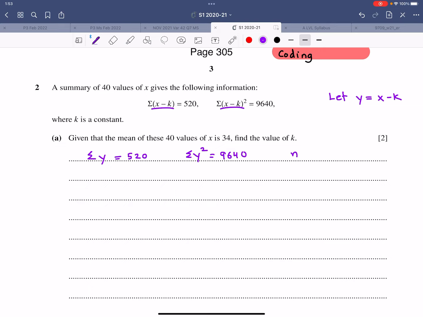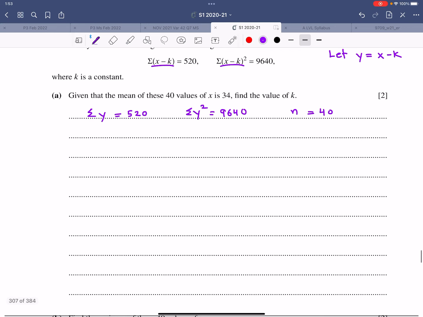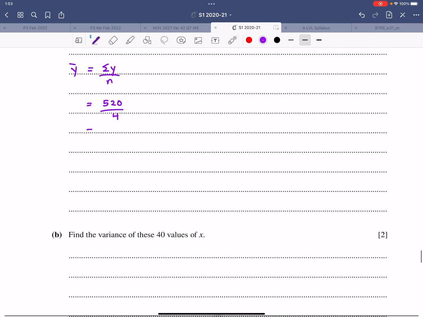I'm not reading the question further. Let me go on my own way. Y bar is sigma y over n, that is 520 divided by 40. So that comes out to be 13.